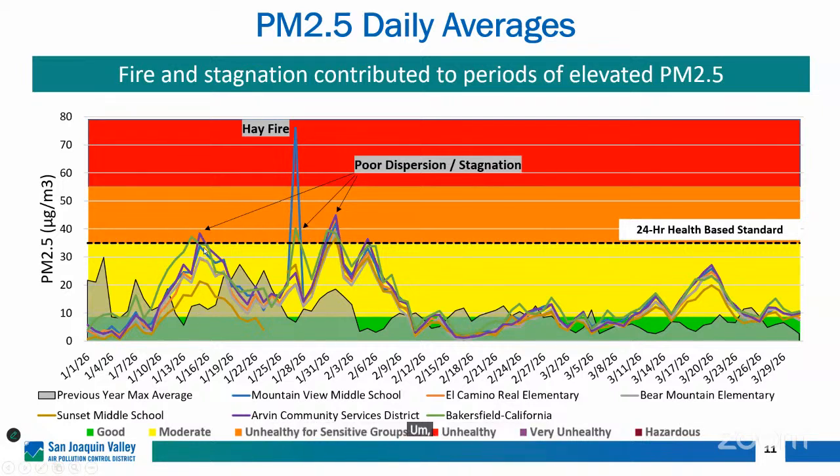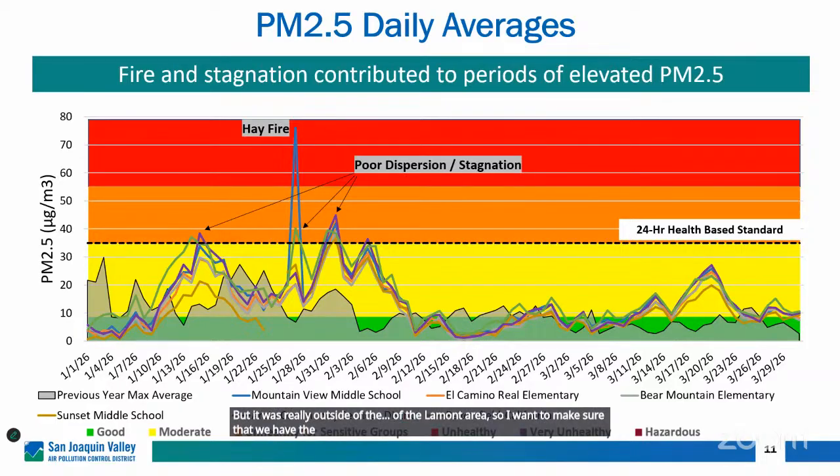Where it says poor dispersion or stagnation, there was an actual fire inside of the Lamont area. And the hay fire that I was trying to look for, there was one, but it was really outside of the Lamont area. So I want to make sure that we have the correct information, and if you have that information, we could at least compare.